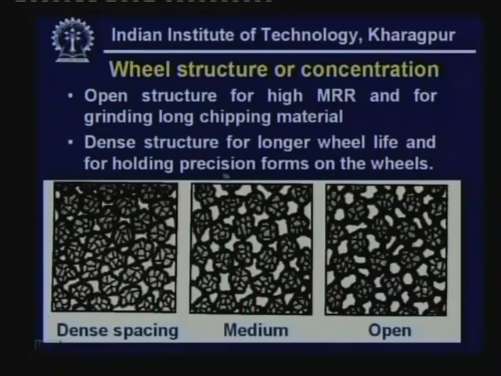So, form holding or precision form holding will be better in this grit, because load per grit is substantially reduced. But when it is high material removal rate, then it is not the question of form holding, it is only the question of how to prevent wheel loading, how to clear up the space, how this chip can be thrown out efficiently. So, there we need such kind of structure.